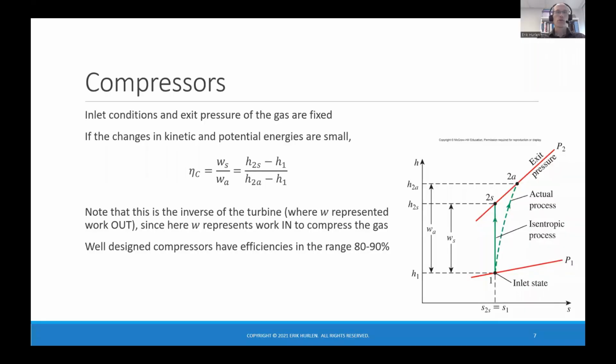For compressors, we are mainly concerned with the energy input to the compressor. Again, we have specified values for the input and exit pressures. So here the isentropic efficiency is given by eta sub C for compressor equals WS over WA, or H2S minus H1 over H2A minus H1. Note this is opposite of the turbine, where it was energy out as opposed to energy in. Again here, well-designed compressors can have isentropic efficiencies in the 80 to 90% range.